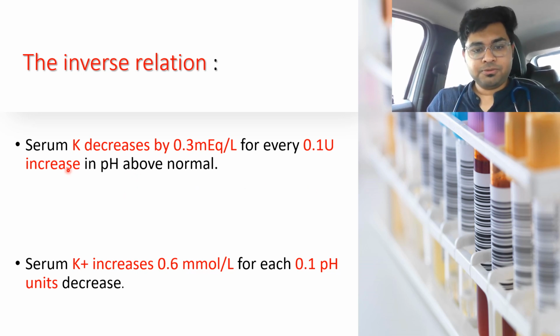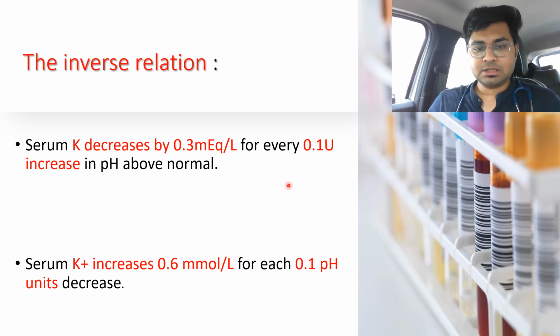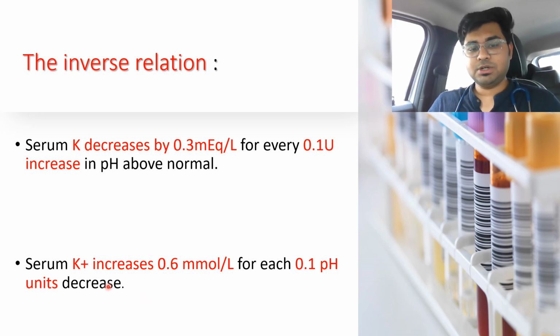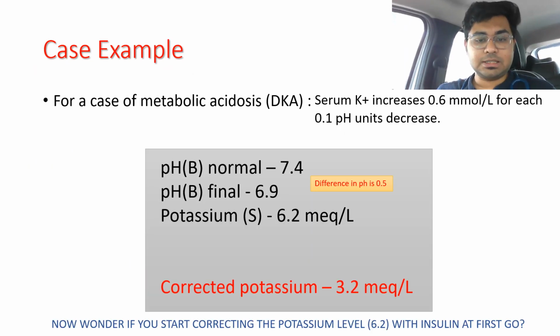So for every 0.3 milliequivalent per liter decrease of the potassium, your pH rises by 0.1 unit, and vice versa: for every increase of potassium, that is 0.6 millimole per liter, your pH decreases by 0.1. So let's move on to a case.